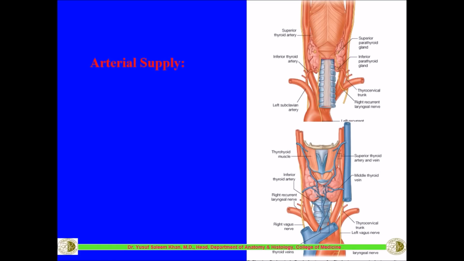Okay, coming to the arterial supply of this gland, it is supplied by two important arteries. One is the superior thyroid artery. If you can see here, this is the superior thyroid artery, which is a branch from the external carotid artery. External carotid artery is the branch of the common carotid. Common carotid divides into external and internal, and external will give all the branches which are given in the neck as well as the face.